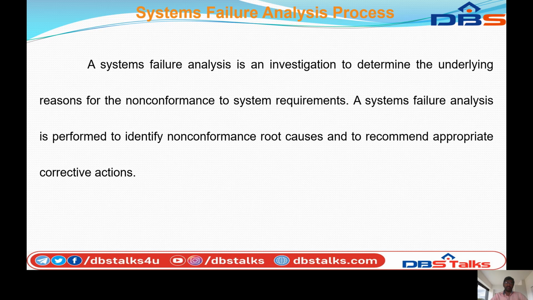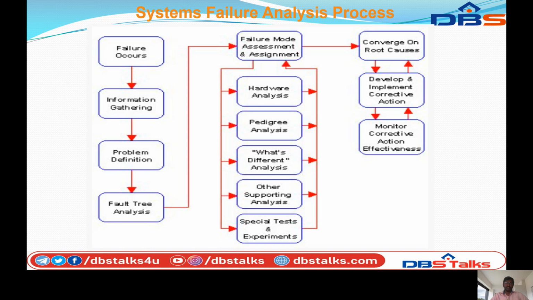So let us see the flowchart of the system failure analysis process. So how do we carry out the system failure analysis process? The first step is that a failure occurs. The next step is information gathering: how the system failed, and information gathered on the particular problem. Next we go to the problem definition.